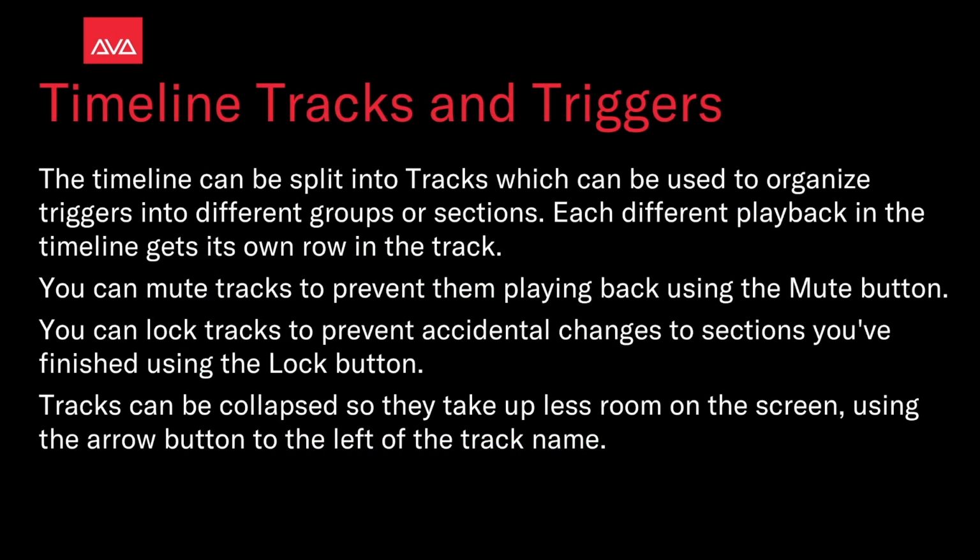A timeline can be split into tracks, which can be used to organize triggers into different groups or sections. Each different playback in the timeline gets its own row in the track. You can mute tracks to prevent them from playing back using the mute button. You can lock tracks to prevent accidental changes to sections you've finished using the lock button. Tracks can also be collapsed so they take up less room on screen. Use the arrow button to the left of the track name. So let's take a look at that.